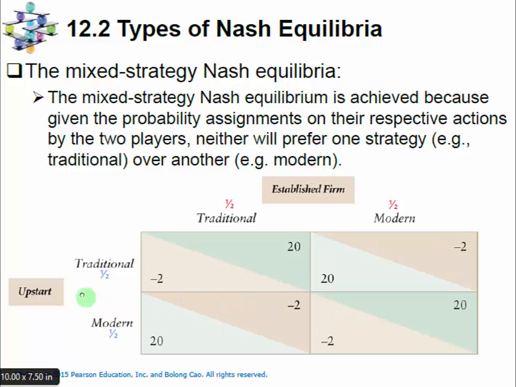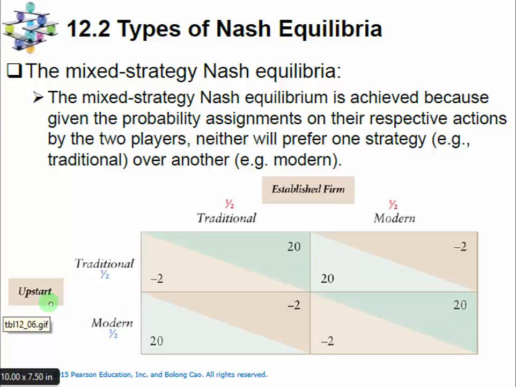Let's say if the upstart puts a higher weight of probability on the modern style, more than 1/2, or close to 1, or basically chooses the modern style, then the established firm knows it should choose the modern style. As long as that probability is higher than 1/2, the established firm will choose to play this modern style strategy because that will increase its expected payoff.